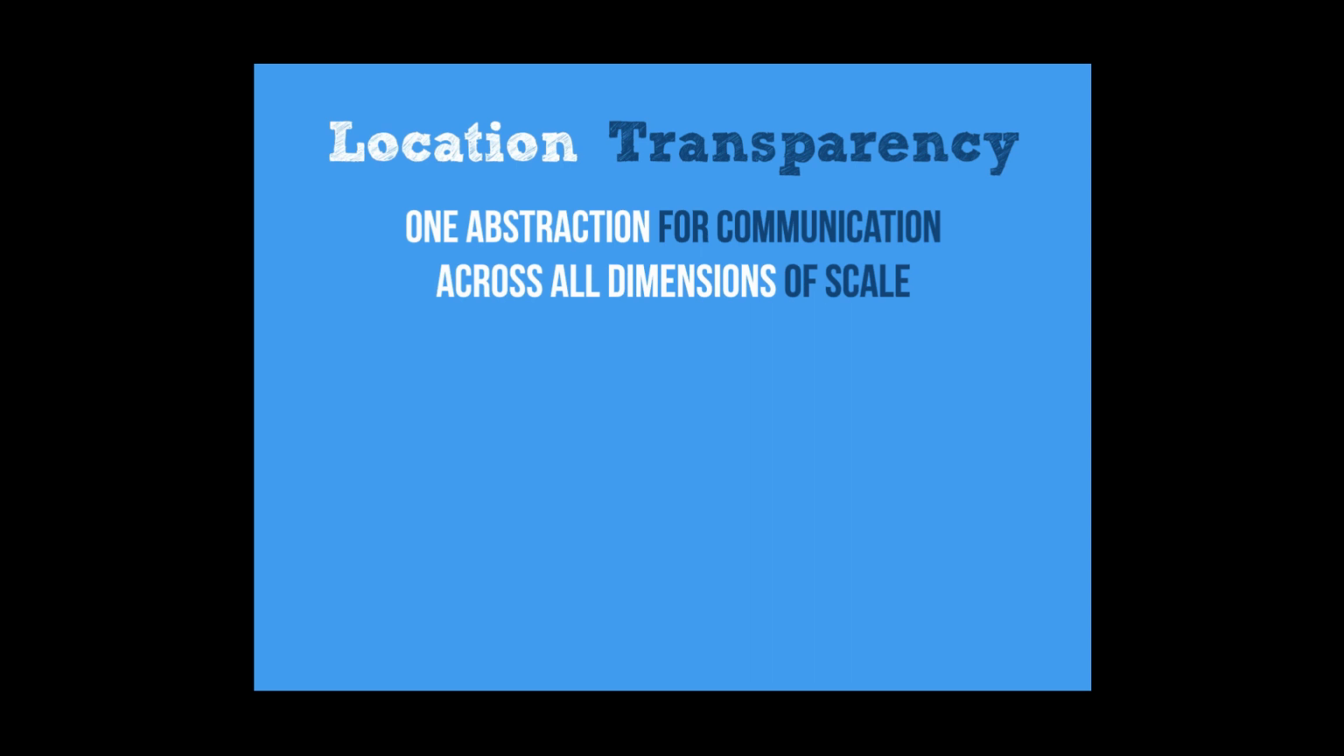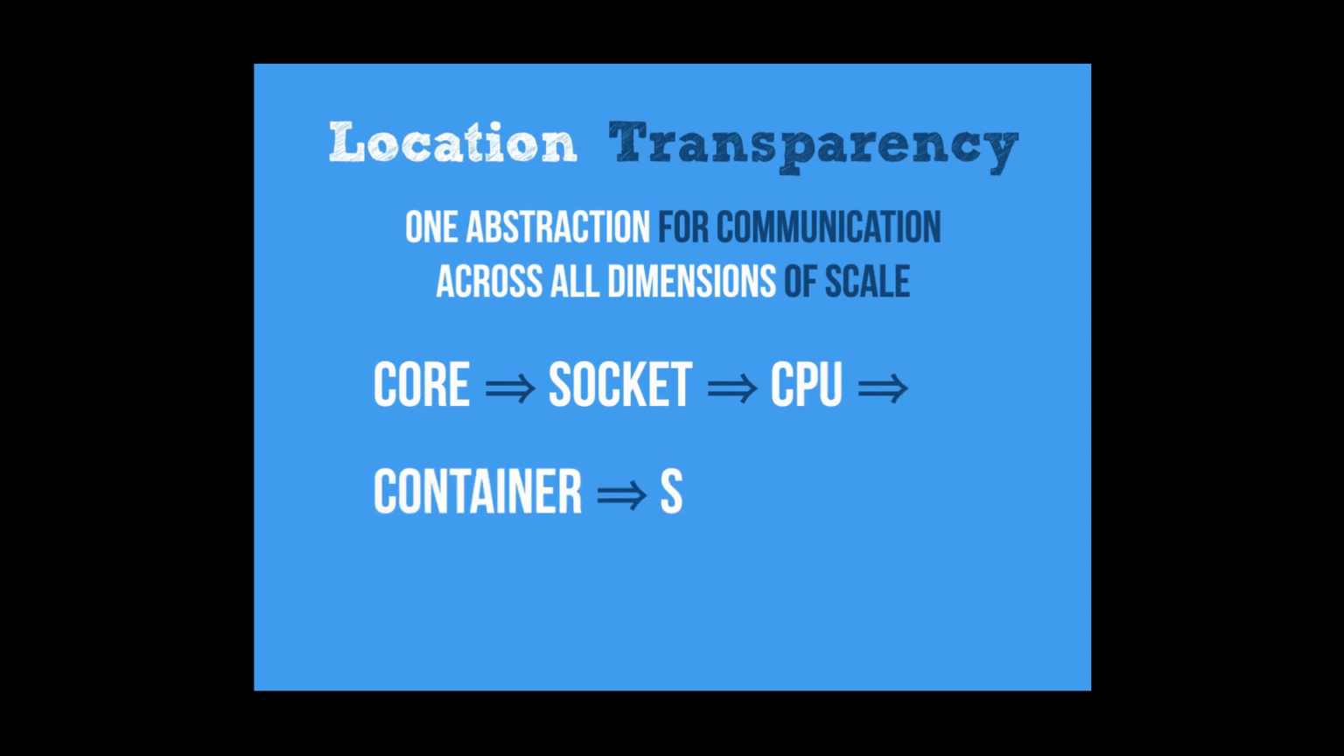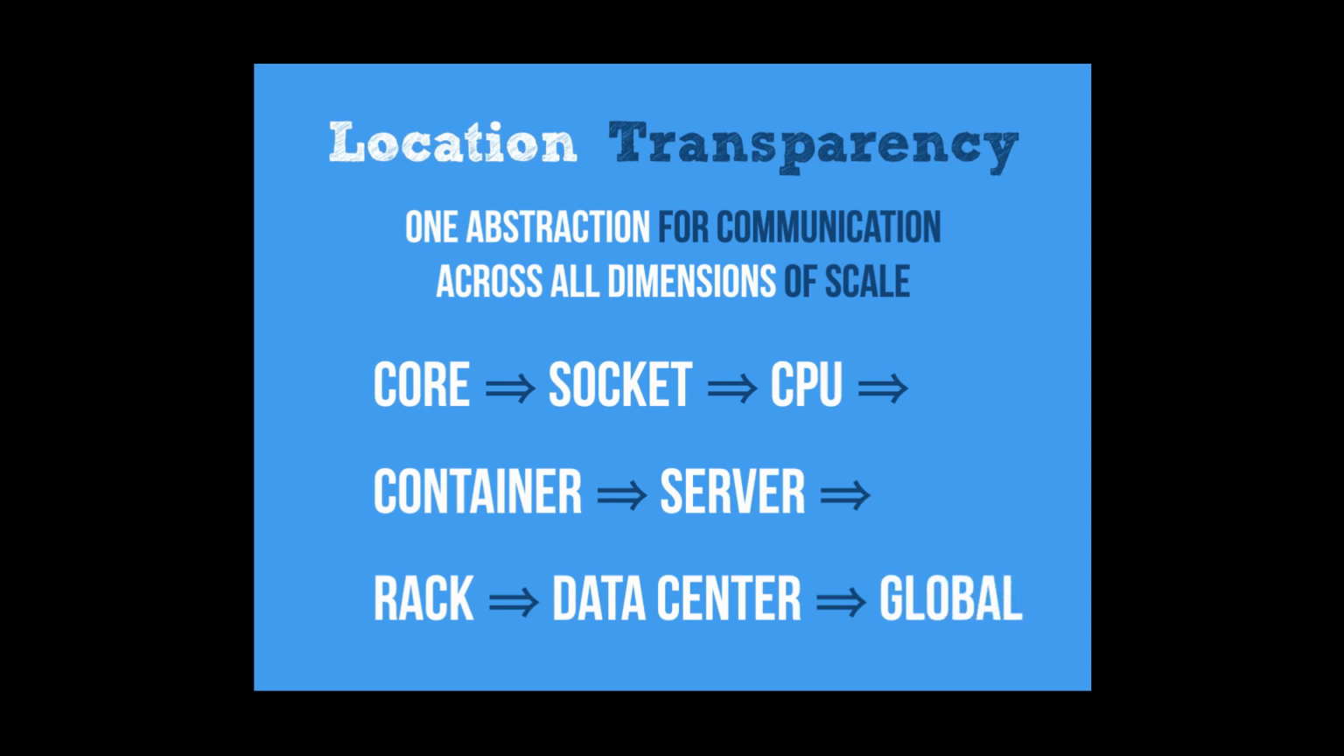And one thing that leads to is what we call location transparency. Location transparency means that we have one abstraction for communication across all dimensions of scale, regardless of how the system is deployed or which topology it has, because that might change. The beauty of it is that it should change if you run it in the cloud. Containers might move around. That means that services should be able to move around.